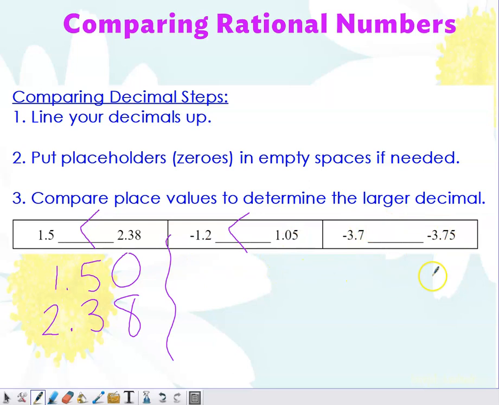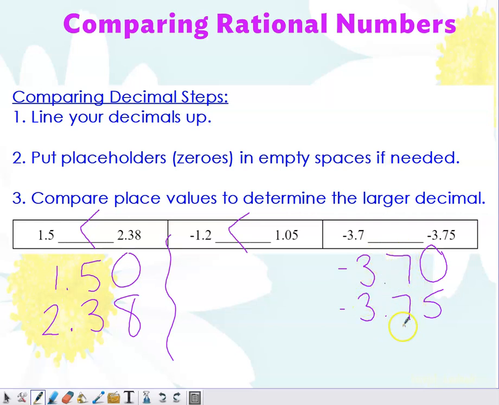Now, when we get to something like this, these are two negatives. So we have negative 3 and 7/10 and negative 3 and 75/100. Use that placeholder. We actually don't need that line. I'm used to adding them. So we're just comparing. Okay, do these have different or the same whole numbers? They're the same. Okay, so now I need to move on to the next place value.